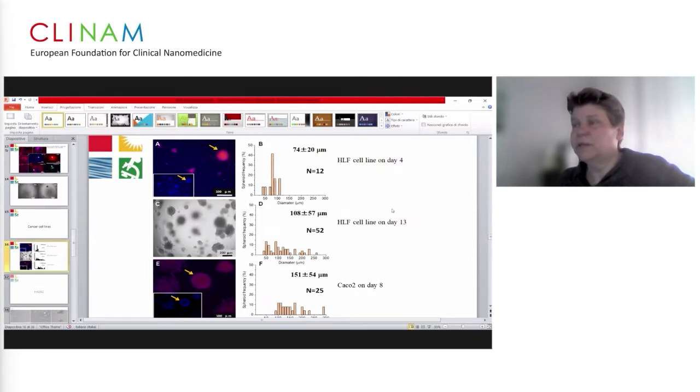Then we tested, as I said, with cell lines. In this case, we used a hepatocarcinoma cell line, and we compared the cell line on our surface, where we got spheroids in 4 days, while in Matrigel we had to wait 13 days to get a comparable size. CACO2 cells are also forming spheroids.